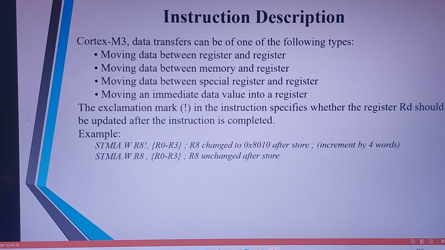Then we have some descriptions related to Cortex-M3. Already we discussed moving data from register to register, from memory to register, from special register to register, and moving an immediate data value to a register. These are the operations performed by the instructions. The exclamation mark in the instruction specifies whether the register should be updated after the instruction is completed. You can see in the example, if an exclamation mark is given, the destination register is updated, otherwise it will be unchanged after the operation.